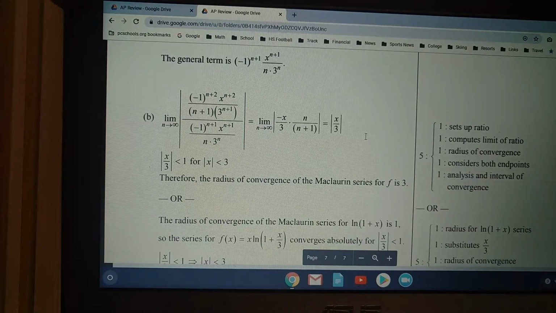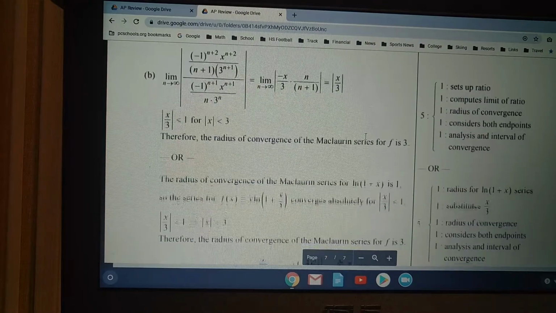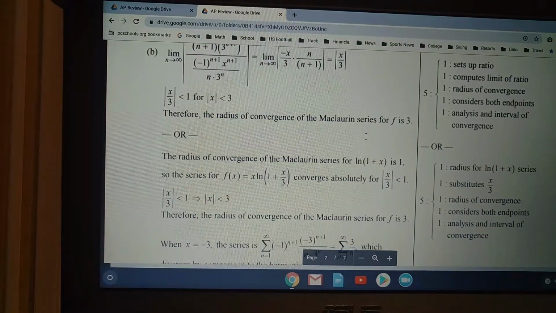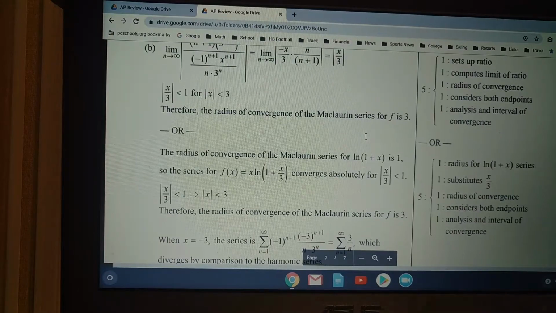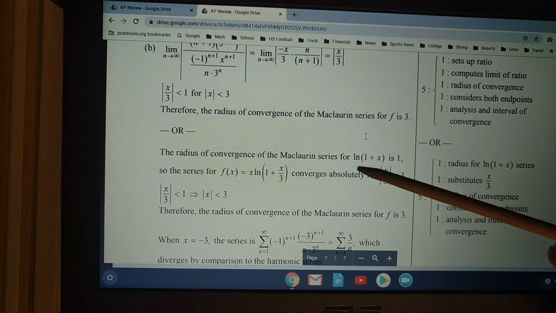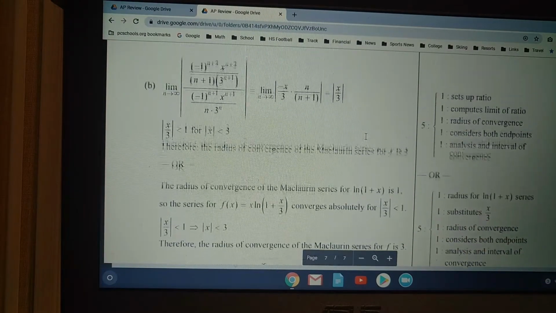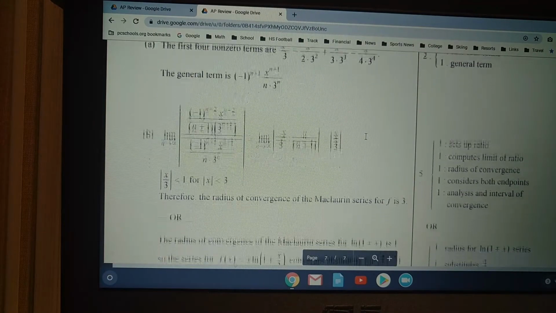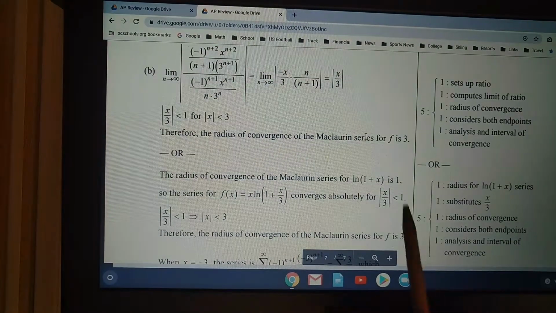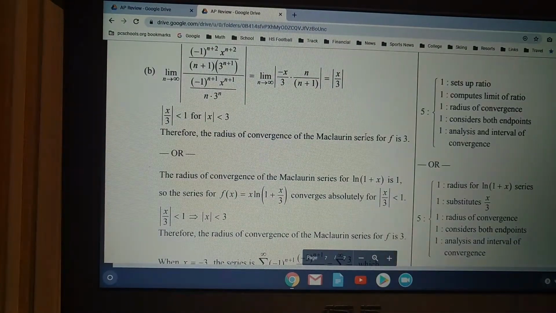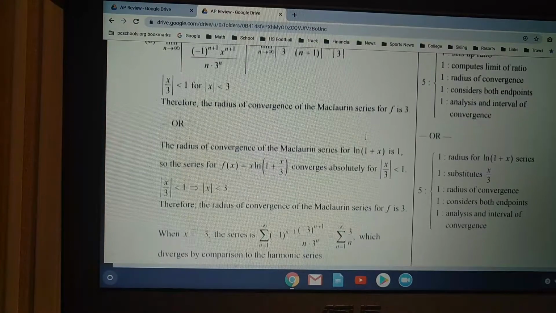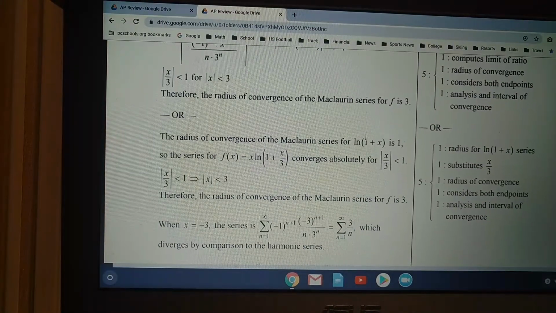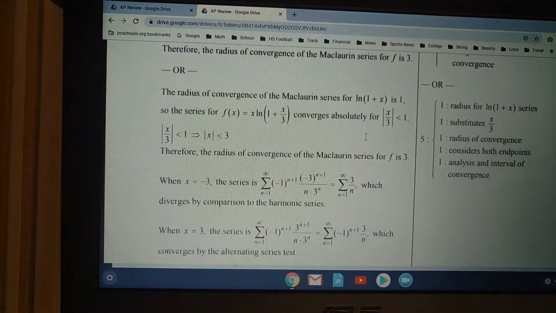Okay, now you have to consider the endpoints. Now I will say this, they are showing you another way to do it. The other way to do it is to recognize this series is a Maclaurin series for the natural log of 1 plus x. And so if you did that, then you could simply find the radius for that series and get your radius there. So that's the other way to do it. I doubt anyone did it that way, but just be aware.